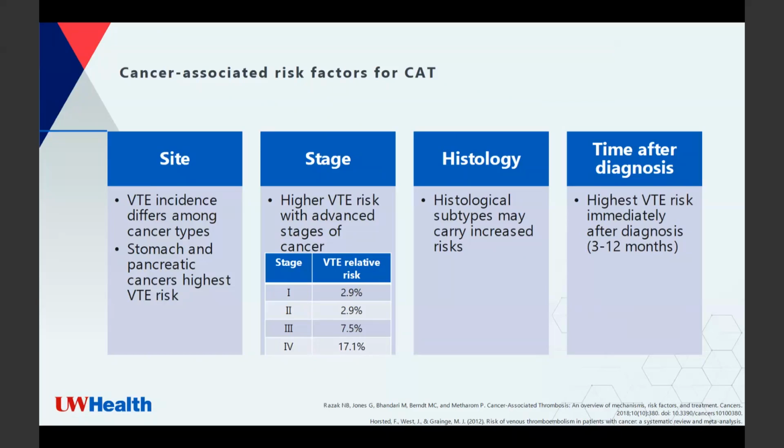And then next, for some cancer types, the histological subtypes of that cancer may carry increased VTE risks. For example, lung and ovarian cancer subtypes carry varying cancer-associated thrombosis risks.